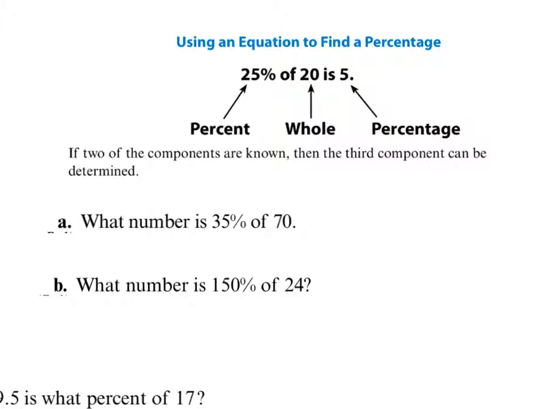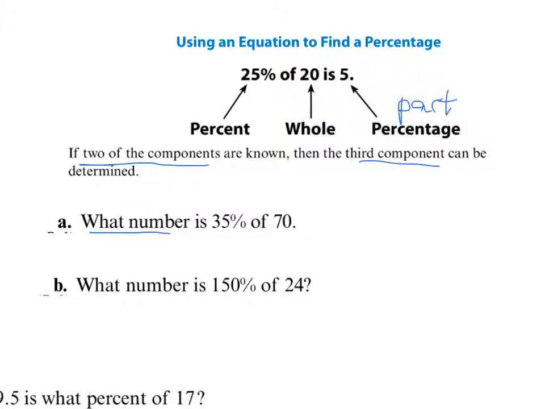Okay? So there are three things that you need to know. You need to know the percent, you need to know the whole, and then you need to know the percentage, and that's your part. So instead of percentage, you might want to just put part right here. Okay, so let's show you how we would use this. If you know two of these, then the third one can be determined. So we're going to write, instead of a proportion, we're going to write an equation.